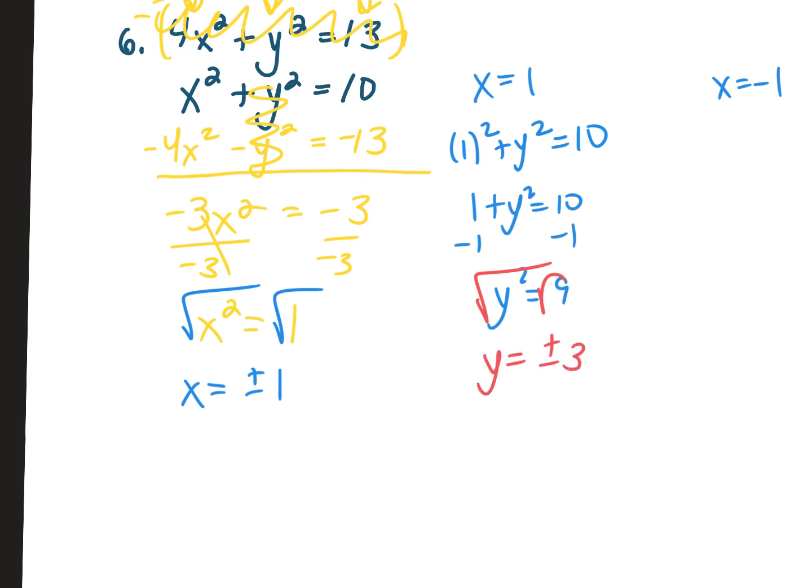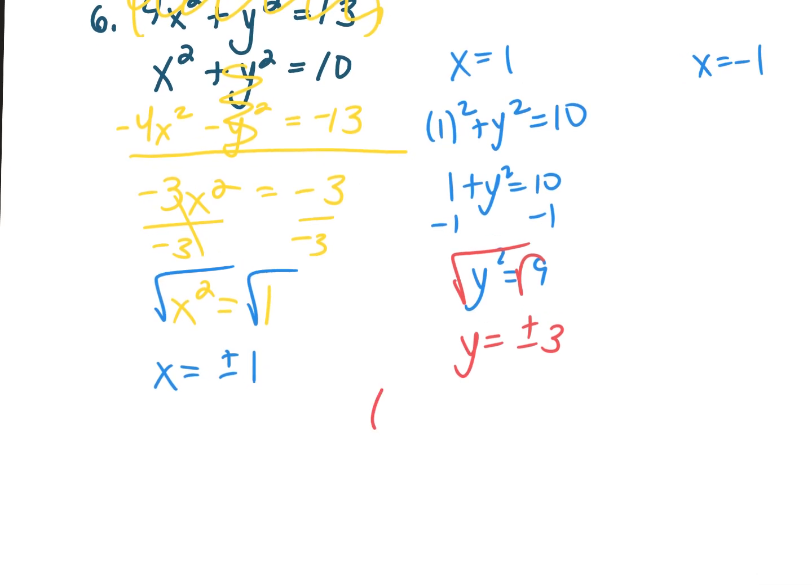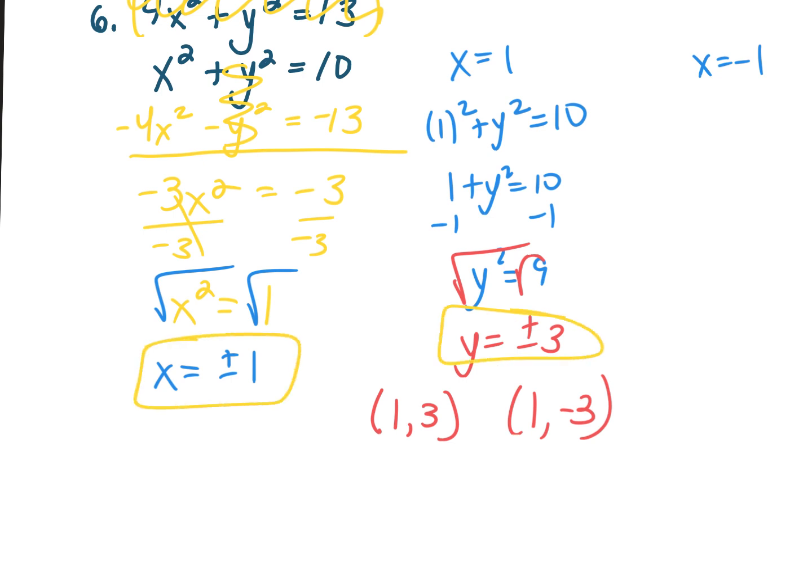So guys, think about this. When I found 2 x values, when I plugged one of them in, how many y's did I get? 2. So when I write my ordered pair, when I plug in 1, I get +3. And when I plug in 1, I also get what? -3. You guys cannot leave it like this. If you leave your answers like this, I'm taking points off. I need them in ordered pairs so I know you know which goes with which. So just make sure you're doing that.